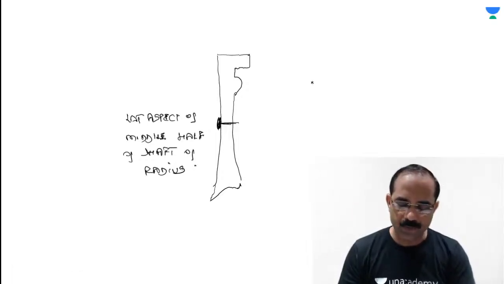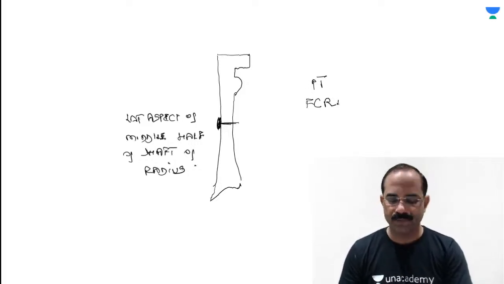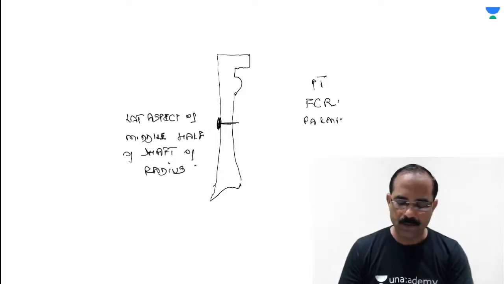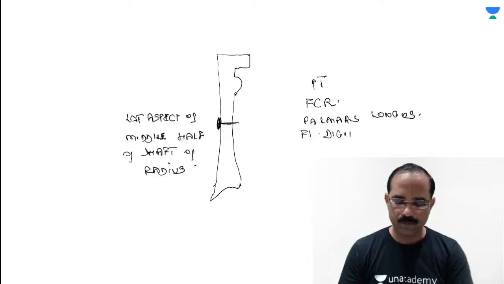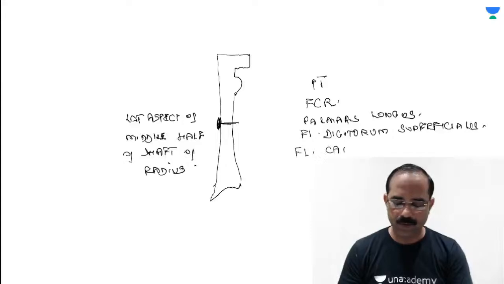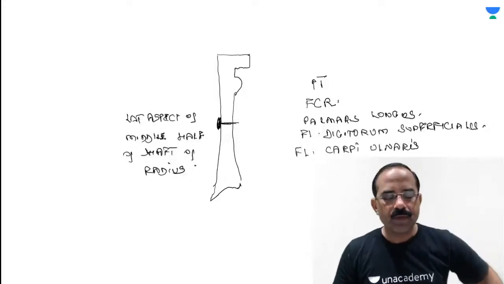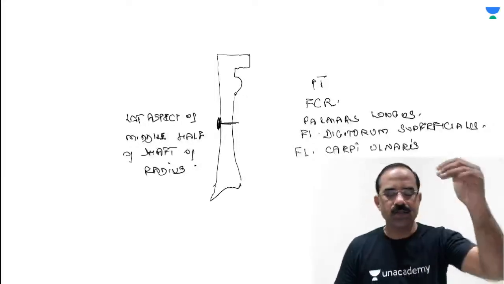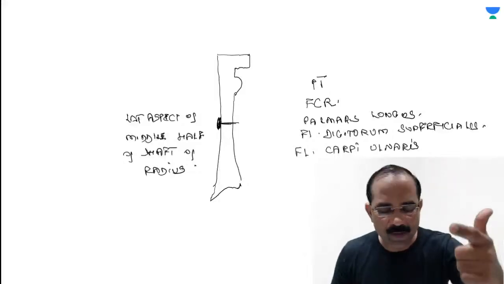So the first muscle is Pronator Teres. The second muscle is Flexor Carpi Radialis. The third muscle is Palmaris Longus. The fourth muscle is Flexor Digitorum Superficialis. And the last muscle is Flexor Carpi Ulnaris. Just remember it like this. These are the superficial muscles: Pronator Teres, Flexor Carpi Radialis.